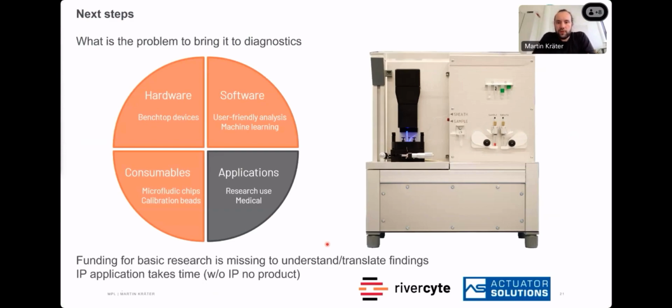And then there's another thing. In order to make a product, you always need IP, right? So without any IP application, you will never have a product which can be refunded. And IP applications tend to take very long. We are on a good track in that regard. I think this is all covered already.